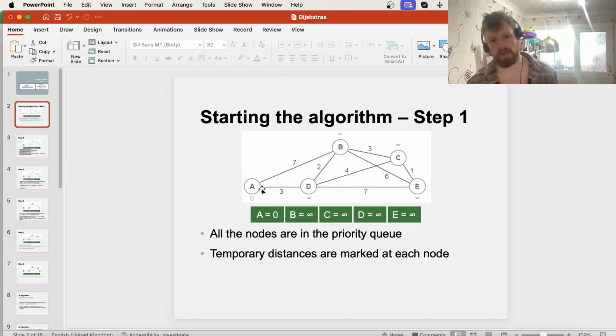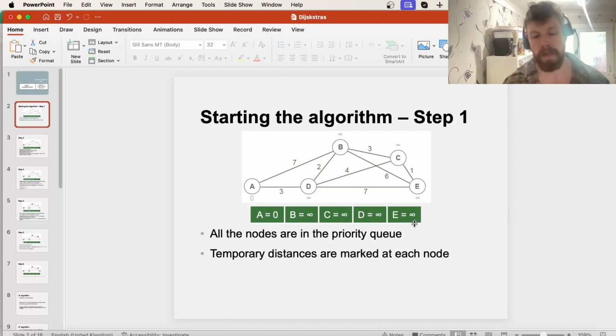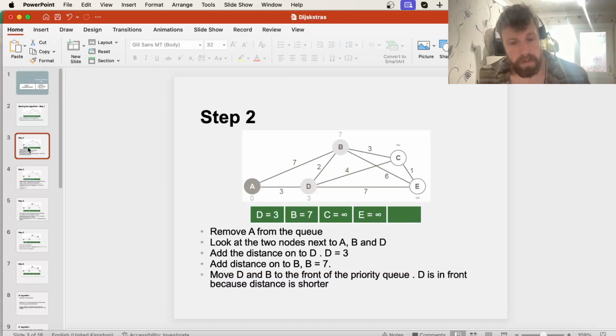Anyway, with Dijkstra's, we're going to start off at A and try to get to E. So step one is we put all of the nodes in there, and A is equal to 0. The other ones have the little infinity symbol next to them, because we haven't visited those yet. So remove A from the queue, and then we look at the nodes which are next to A.